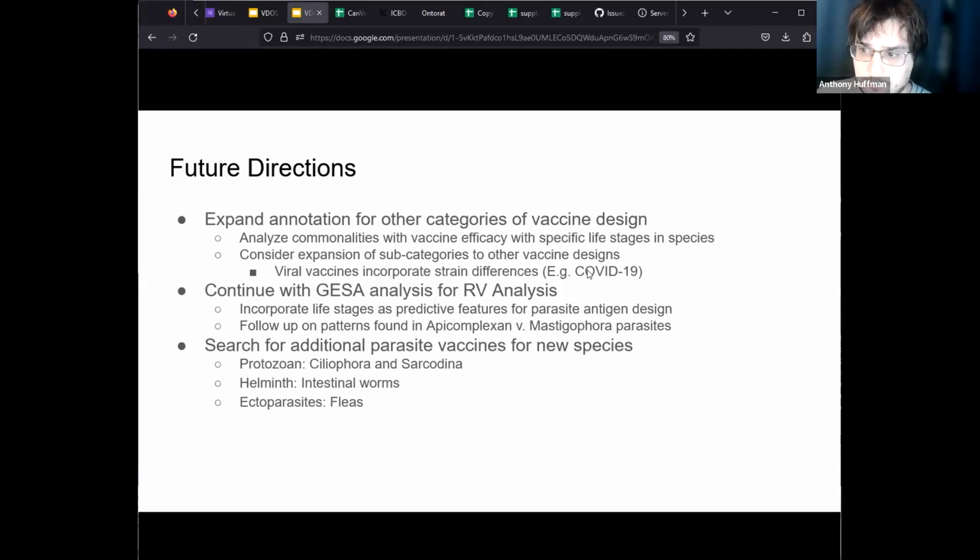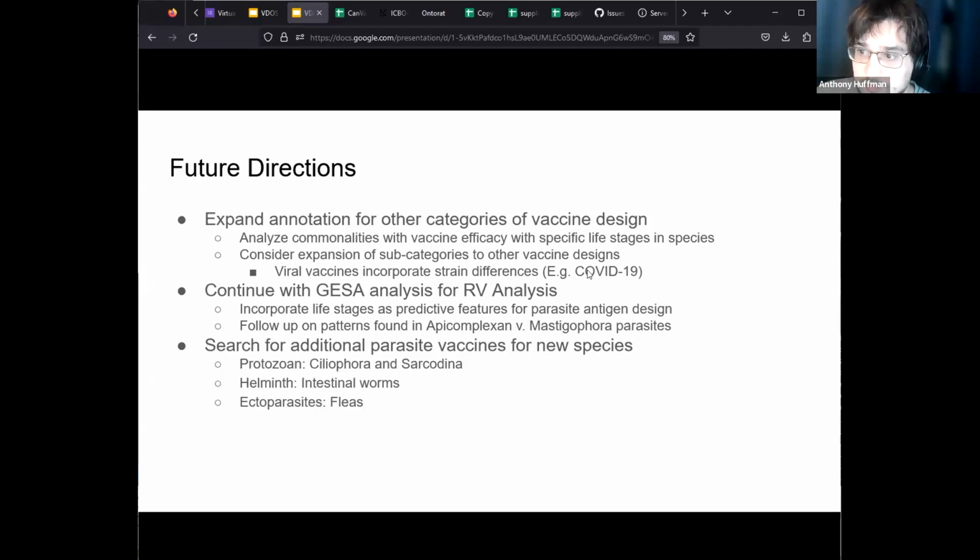We also had some discussion with bacteria on whether or not to represent transformed, but that one is a bit more inconclusive. So we want to continue with using this as a use case. We want to use some of the gene set enrichment analysis for reverse vaccinology analysis. This is more of a future direction for mine, which is incorporating some of the life stage patterns for prediction of further parasite antigens that would be good quality. And we also want to follow up and see if we can find further patterns, if we can expand this out to other apicomplexans or kinetoplastid parasites.